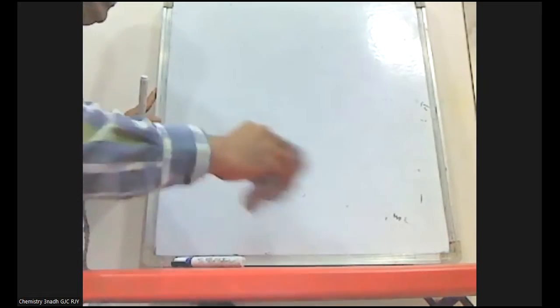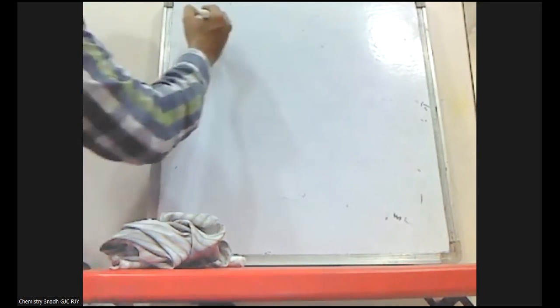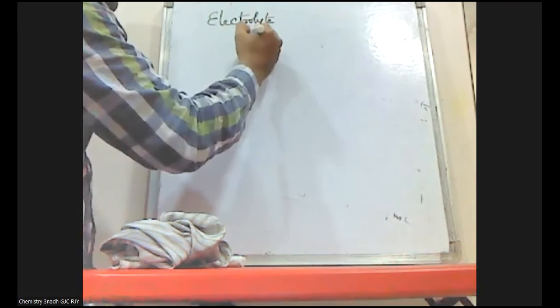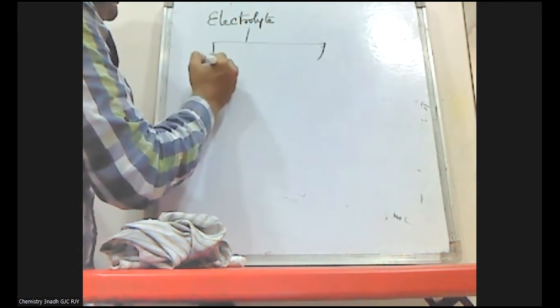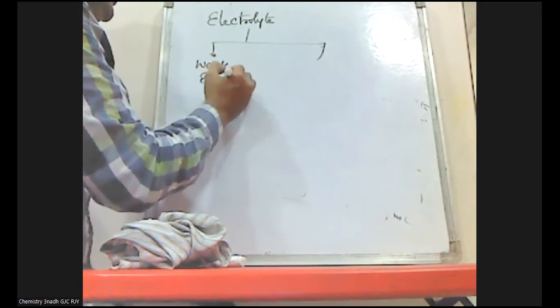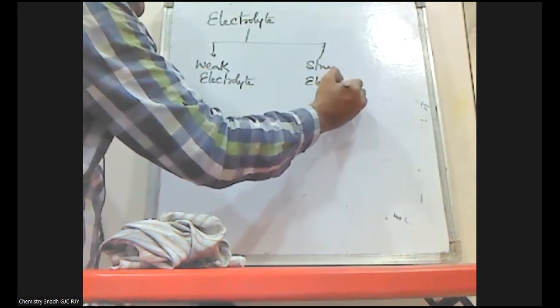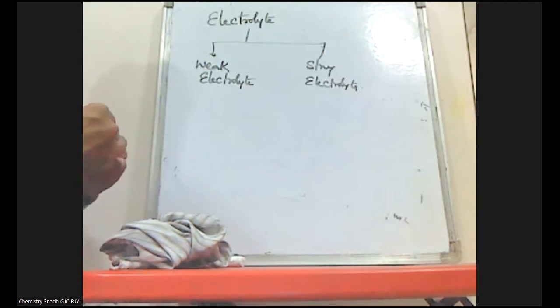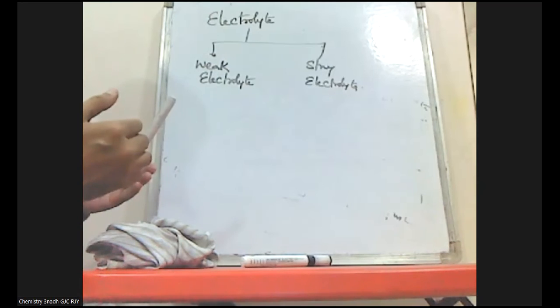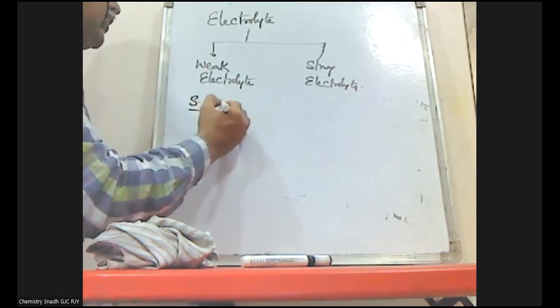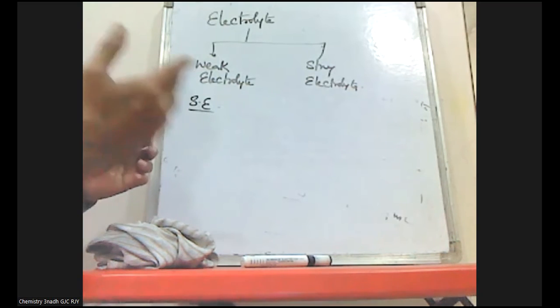Now let me discuss the electrolytes. We know that electrolytic conductors are called electrolytes. These electrolytes are classified into 2 types. One is weak electrolytes and the second one is strong electrolytes. What are weak electrolytes and what are strong electrolytes? Here, if I use the word conductance, it corresponds to molar conductance.